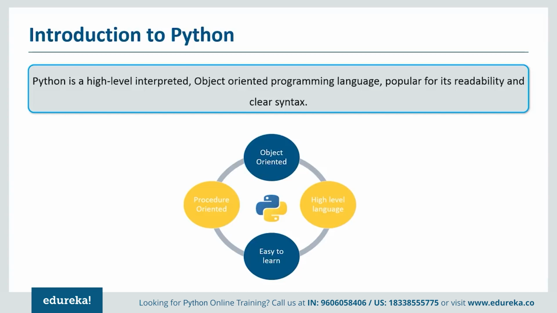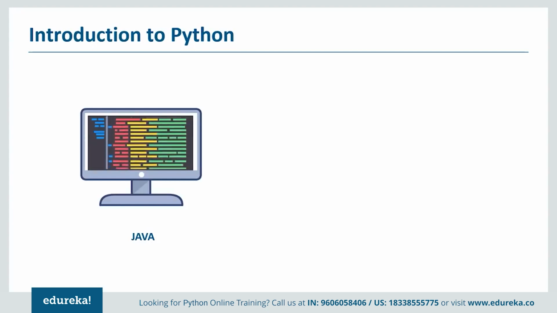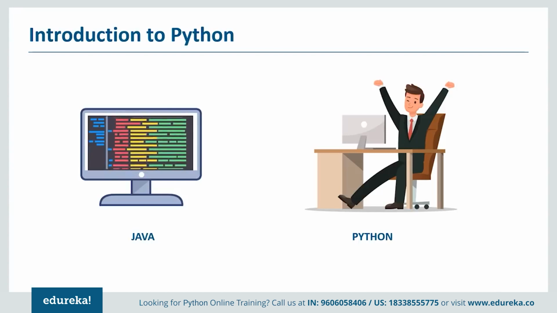One more thing with Python is that we can run it on different platforms. For example, we can run it on Windows, we can run it on Linux, we can run it on Mac as well. Now let's suppose you're writing a program in Java and you have to write 50 to 60 line of codes. But what if I tell you you can do the same thing in Python with lesser line of codes, maybe 10 or 15 line of codes?